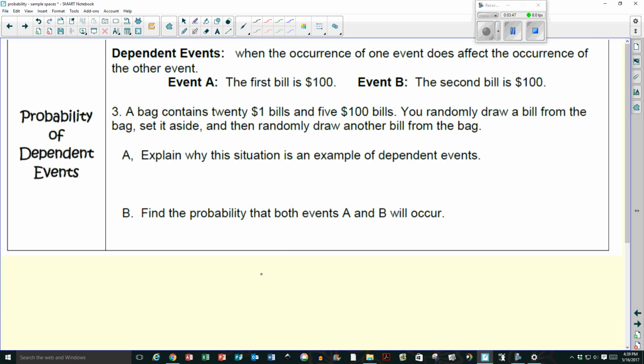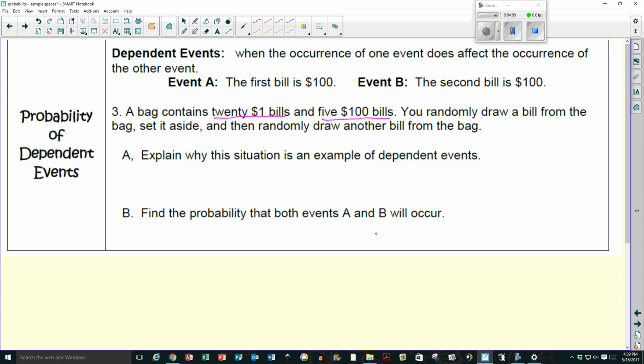Okay, now let's talk about dependent. Dependent is when something does affect the occurrence of the other event. So let's say that we've got event A. So our first bill is 100 and the second bill is 100. So think about it like this. You have a bag. Your bag contains 20 $1 bills and 5 $100 bills.